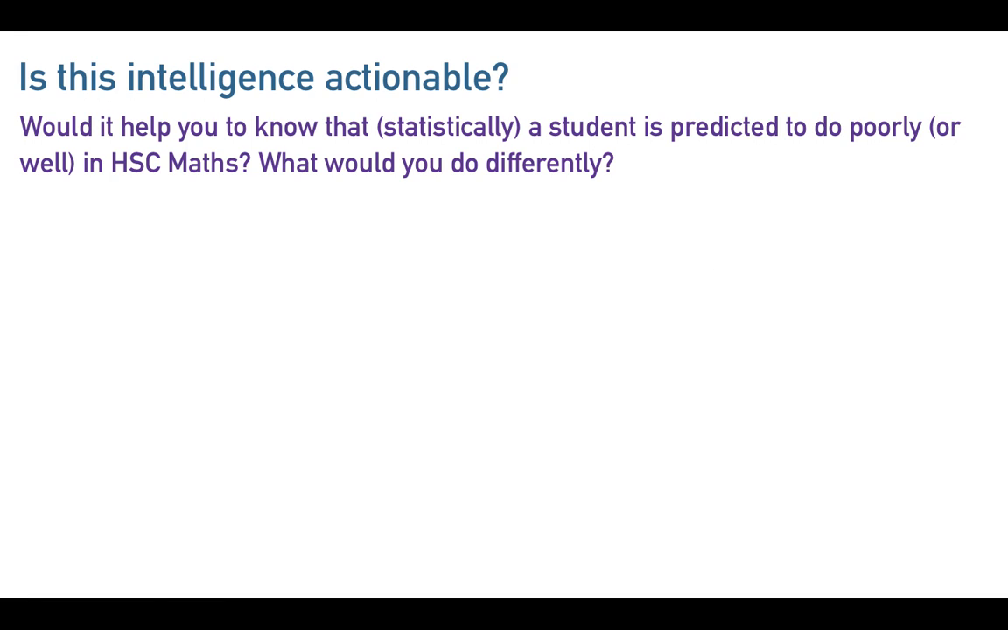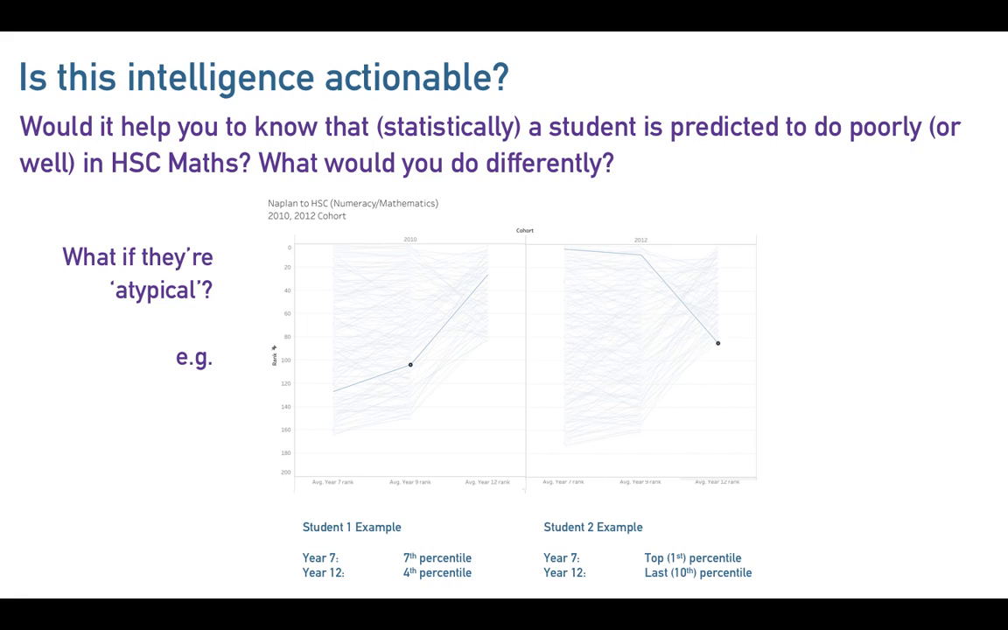But what if they're atypical? What if they're one of those people who didn't follow the pattern? Okay? So on the left there, you can see a student who did really rather poorly in NAPLAN and then excelled up to the fourth percentile in their HSC. And on the right-hand side, you can see the opposite. Okay. So the obsession with predictive modeling that comes in the world of analytics has to be treated with great care, because we would not, for example, want to be denying access to a student to do the HSC simply because of some threshold rank and because a predictive model said, statistically, you're going to do really poorly.